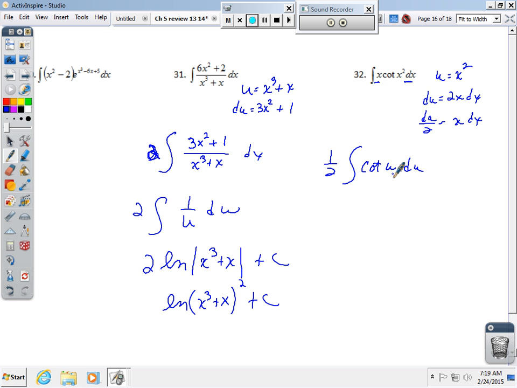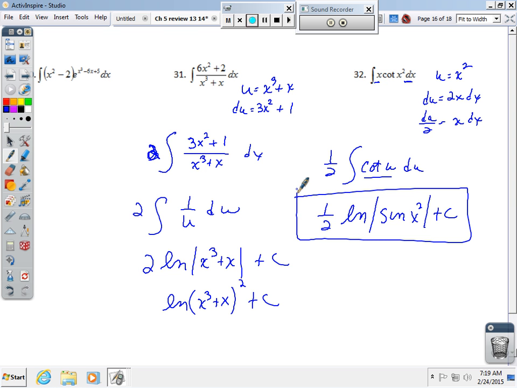And this is, I think, our first trig one that we've done in a while. So 1/2. The integral of cotangent u is ln absolute value of the sine of u, which in this case is x squared plus c. And it's positive, and that is your final answer. Go back and make sure you review your integral rules for all the trig functions that we've done.